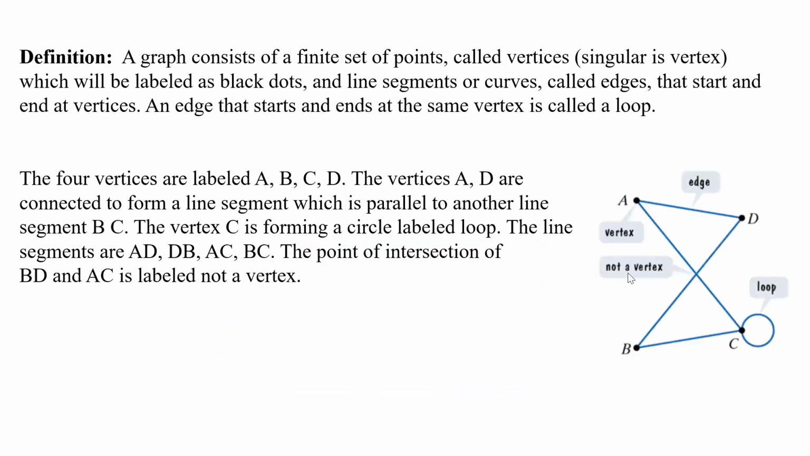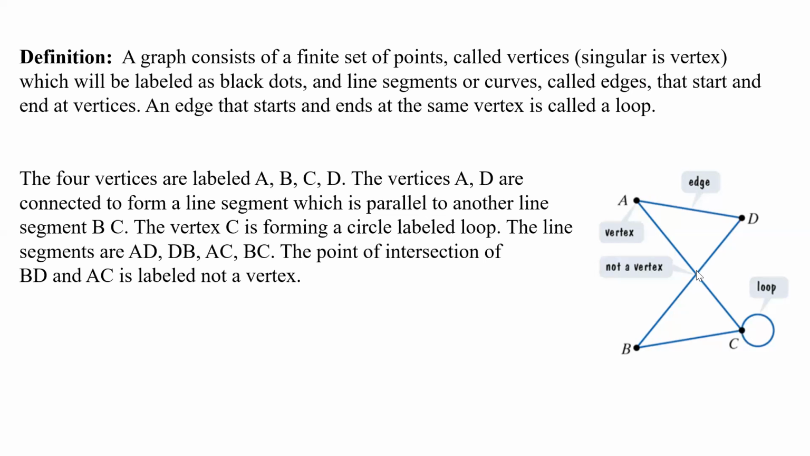So, definition. A graph consists of a finite set of points called vertices, and if you want to do only one, it'd be singular, a vertex, which would be labeled as black dots, and line segments or curves called edges that start and end at vertices. An edge that starts and ends at the same vertex is called a loop. So, what we have here, all these black dots, those are going to be the vertices. Each line here, whichever direction it's going, is called an edge. And when we start and end at the same place like this, we call that a loop.